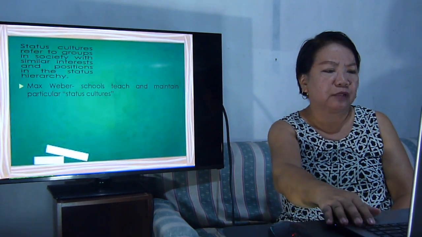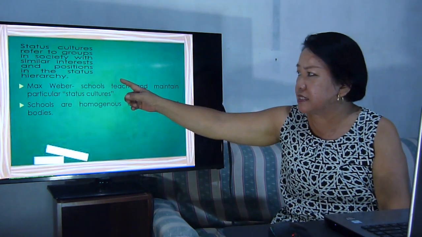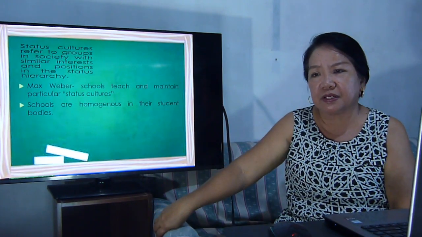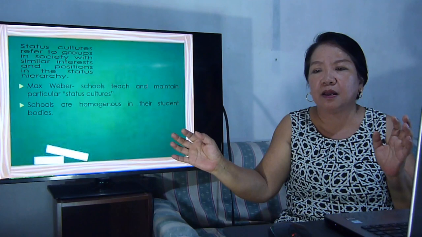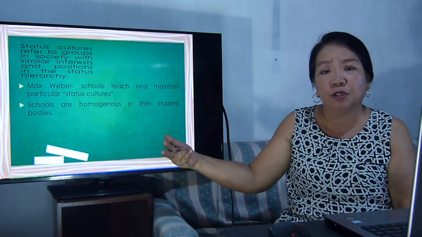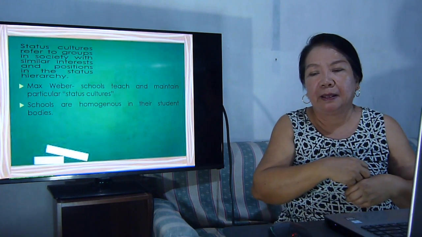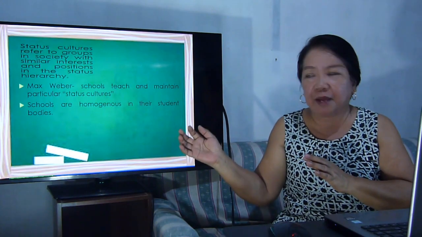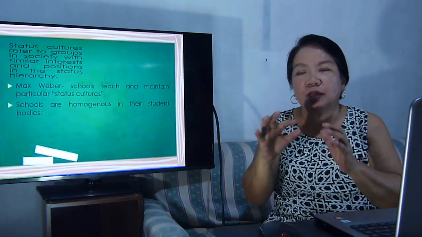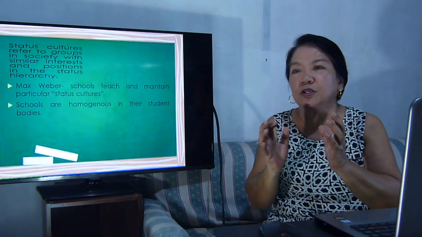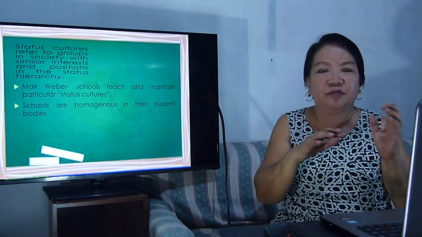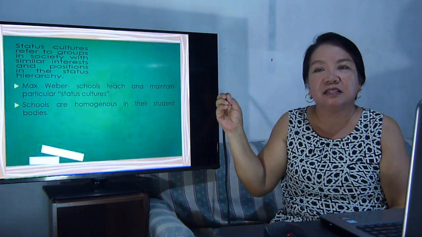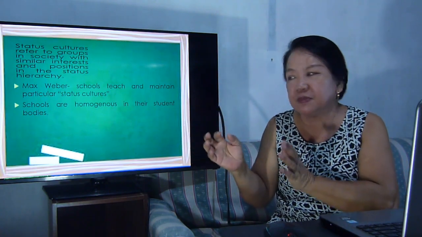Status culture. Okay, status cultures. Ano itong status cultures? It says there, it refers to groups in society with similar interests and positions in the status hierarchy. So it's, for a simple example, kahit sa school, meron tayong status cultures. BEd, okay? BSN, group, agriculture, yan, may mga subculture yan. And then, if you want it to be smaller, subculture, so sabi mo, BEd 3rd year, BEd 4th year, and so on, no? Now, depende sa mga interest nila. Siyempre, nagkagrupo-grupo kayo kasi you have the same interest.